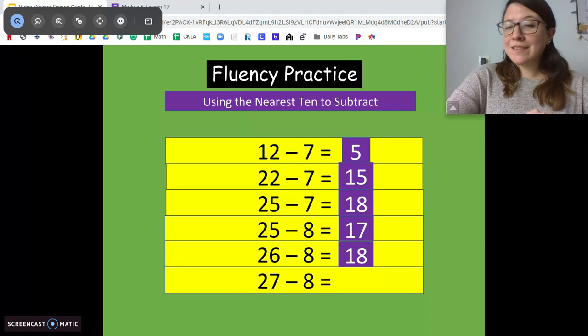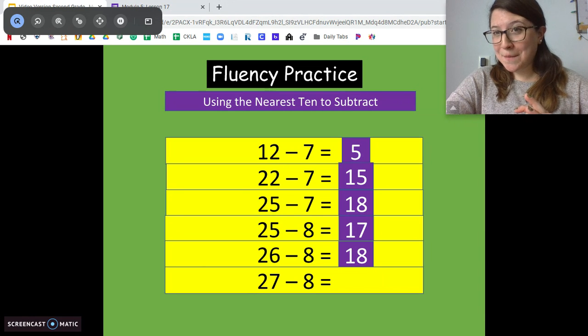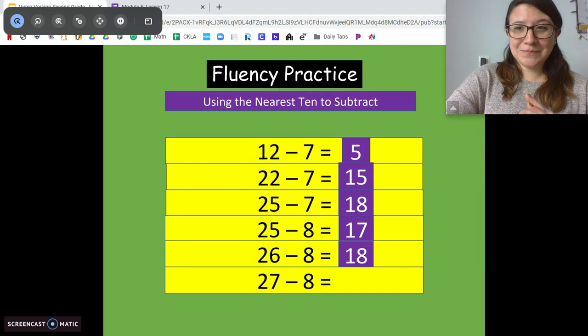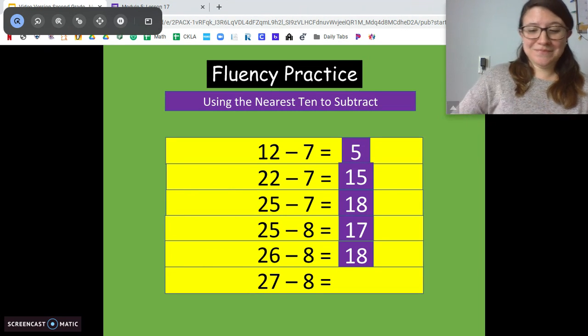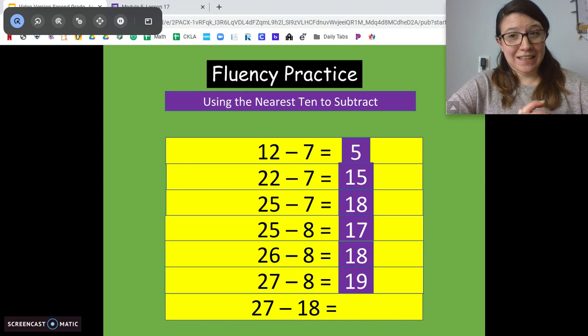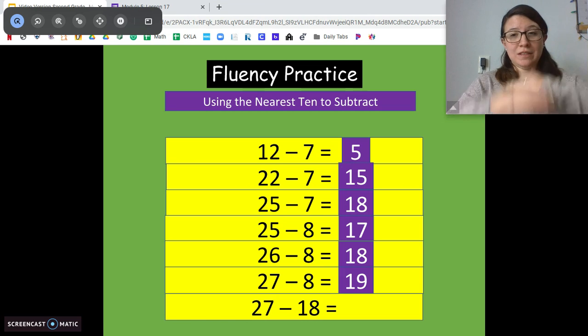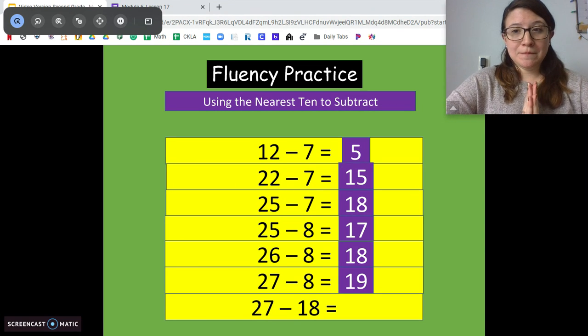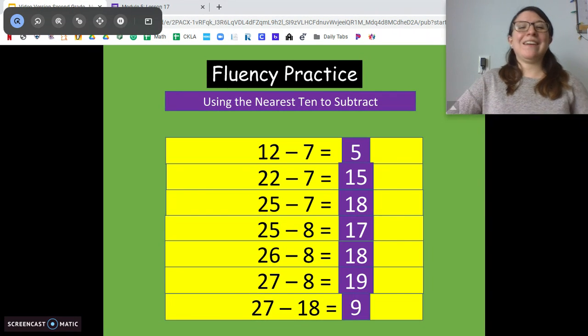Nice. 27 minus 8. Notice that pattern. Good. And 27 minus 18. Think about the last one to solve for this one. See if you notice a pattern. Good, it's going to be 9. Awesome. All right, here we go.